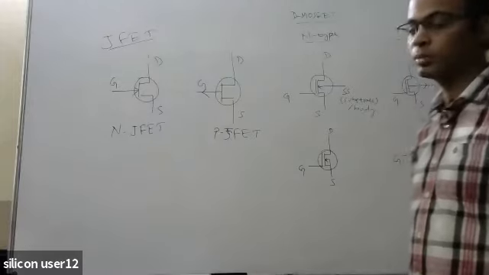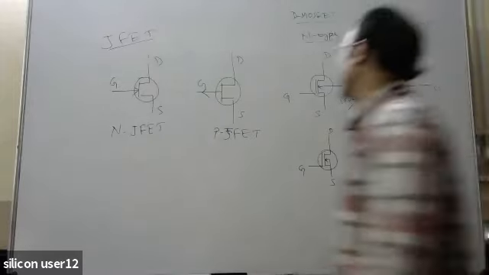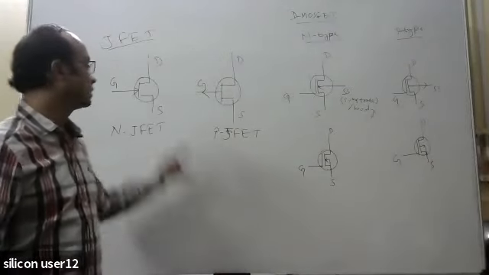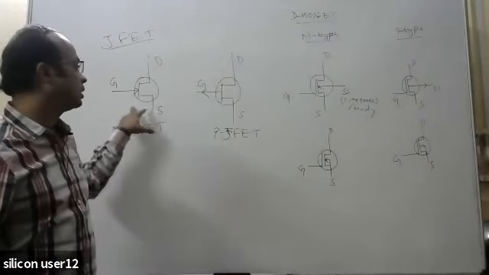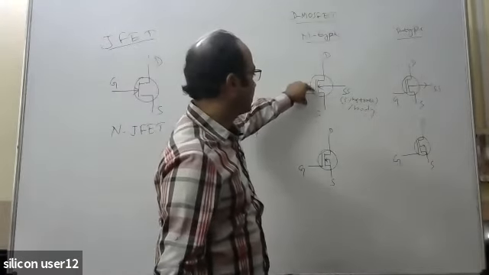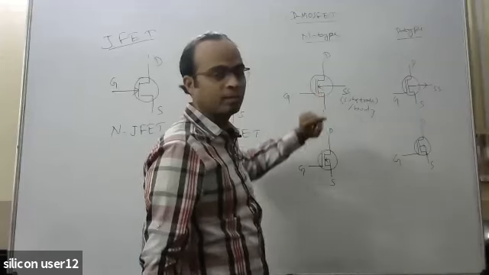You should remember these. Sometimes in a problem or anywhere else, a circuit may be given with the symbol, so you may not know it if you don't know the symbols. So this is the symbol of the JFET. This is the symbol of the D MOSFET. In the D MOSFET, you will find two lines.